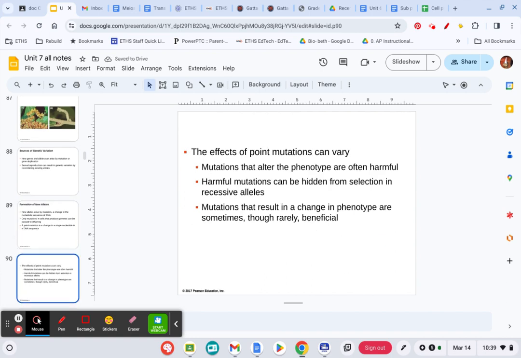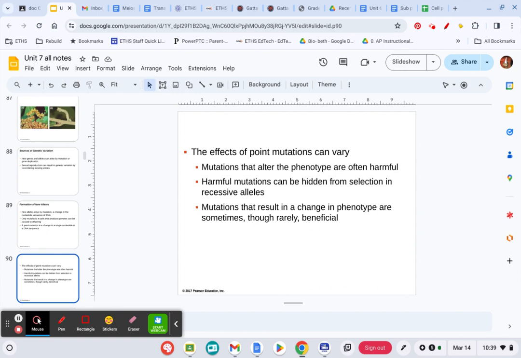Effects of point mutations can vary. They can be harmful. Harmful mutations can often be hidden, though, because if it's a recessive allele and that mutation's in the recessive allele, you have to have 2 copies of it to get it. So if you only have one of it, it can be hidden. So somebody who's heterozygous may pass it on, but they're not going to show it.